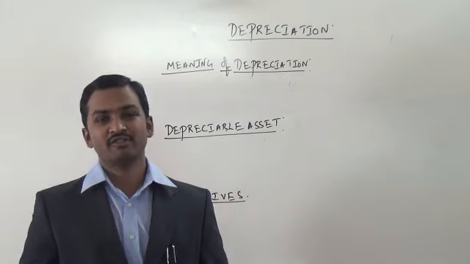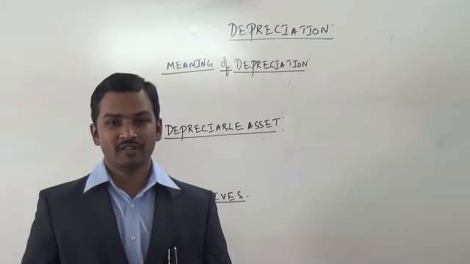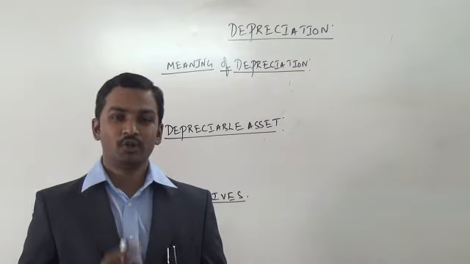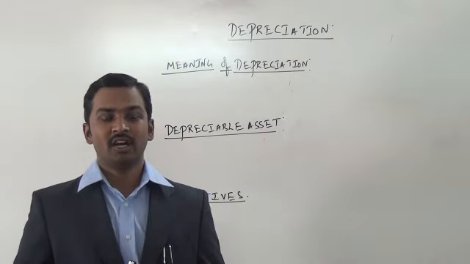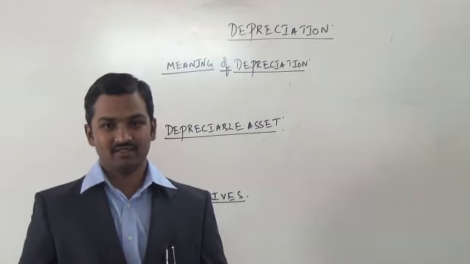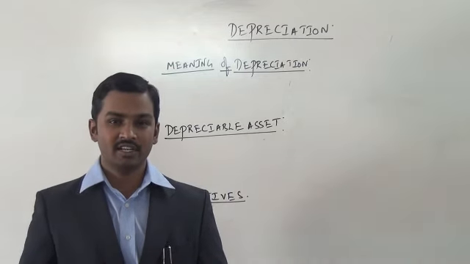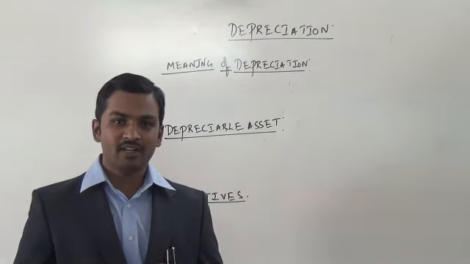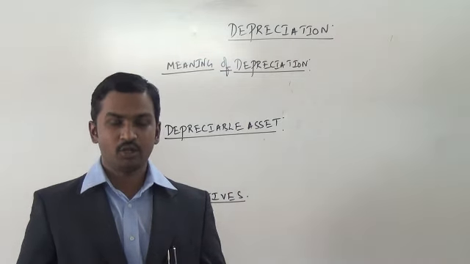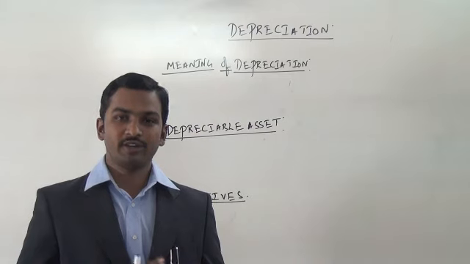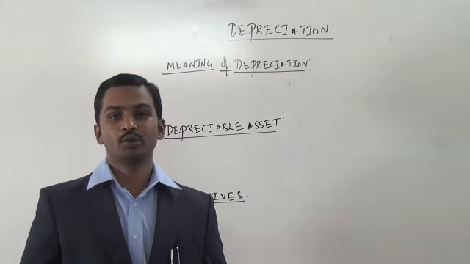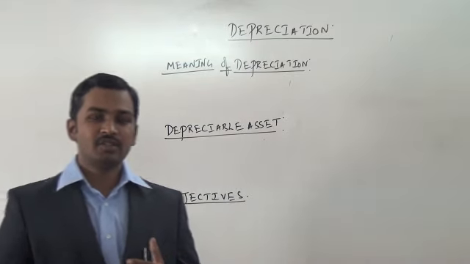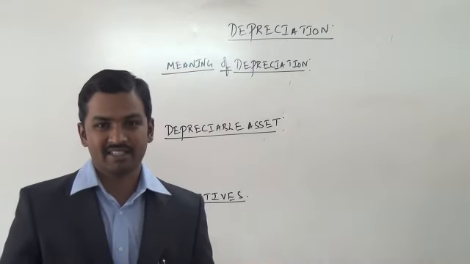Depreciation is the measure of fall in value of a depreciable asset due to use, due to effluxion of time, and due to obsolescence. I'll repeat the definition for you once again. Depreciation is the measure of fall in value of a depreciable asset due to use, due to effluxion of time, or due to obsolescence. So what is depreciation? See, depreciation is related to depreciable assets.